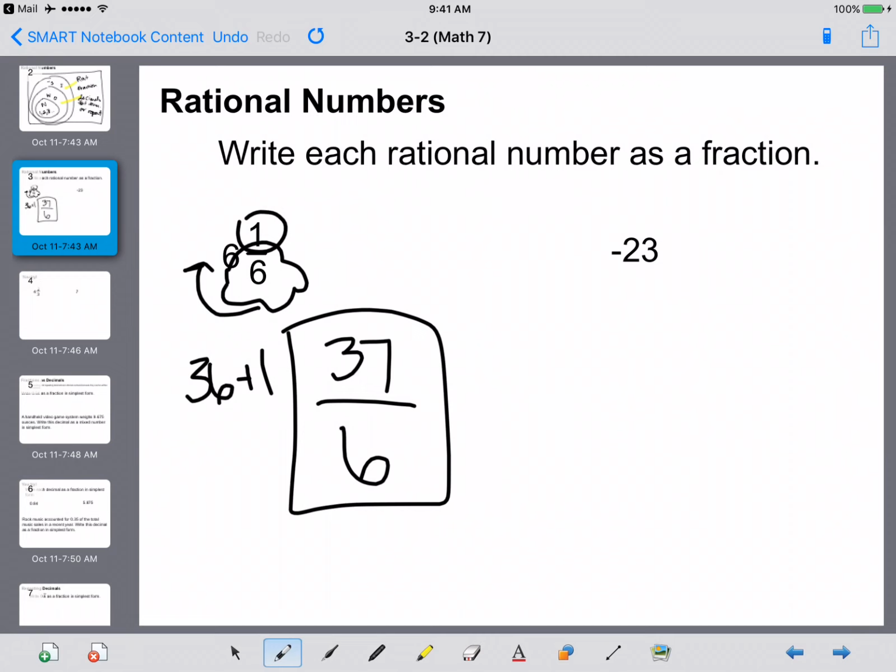Then -23. We have no denominator right now, but fractions are dividing, and any number divided by 1 equals itself. So -23 over 1. So if you ever need to turn a whole number or an integer into a fraction, you just throw an over 1 onto it.